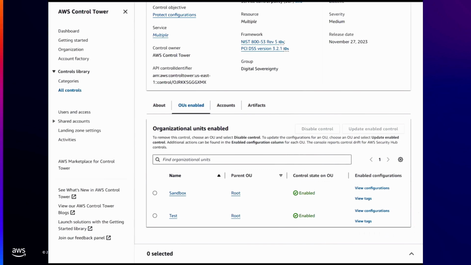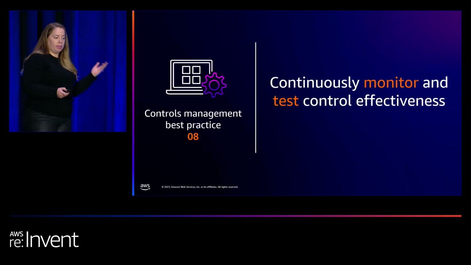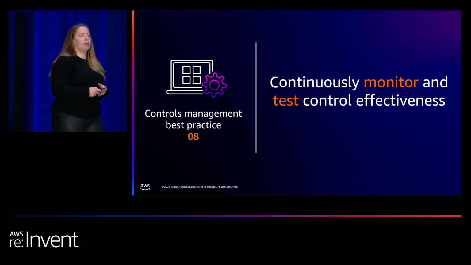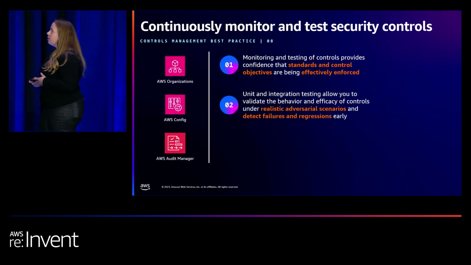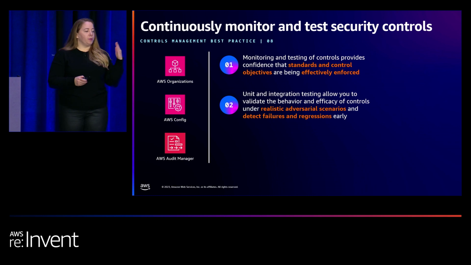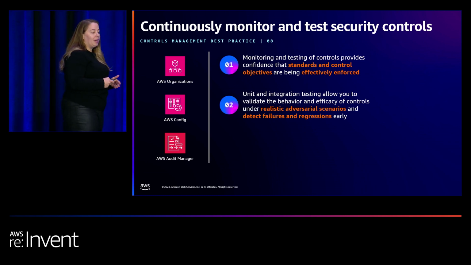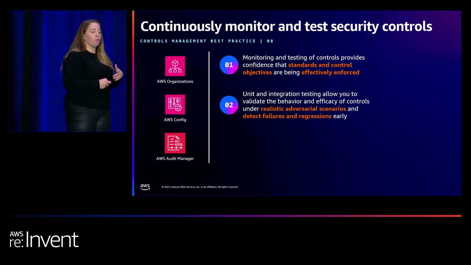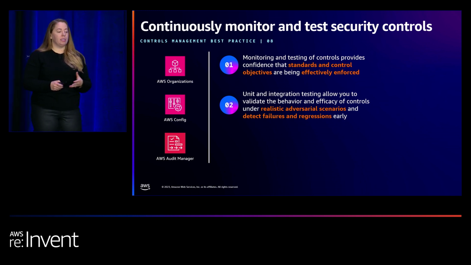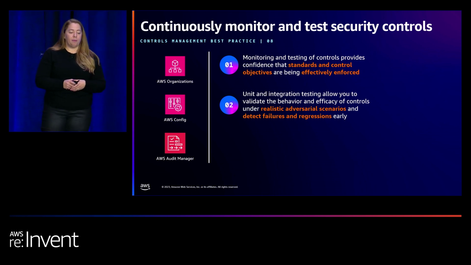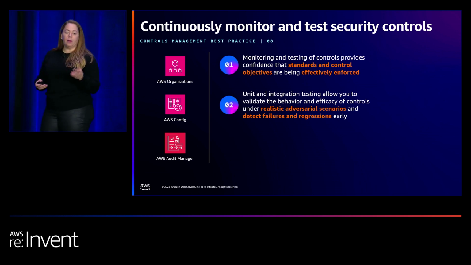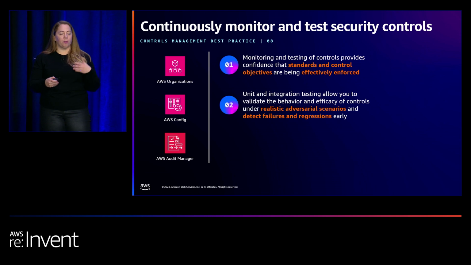So it's a real-life example of something that's really powerful, something to consider playing around with, certainly. But now that we've enabled some controls, best practice number 8 is how to continuously monitor and test for control effectiveness, right? So here, you really want to make sure that you are continuing to test and provide confidence that the standards and control objectives that are important to you and important to your business are being effectively enforced. An additional way to do this is with unit and integration testing.